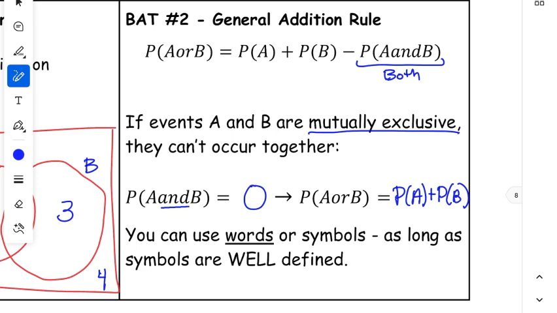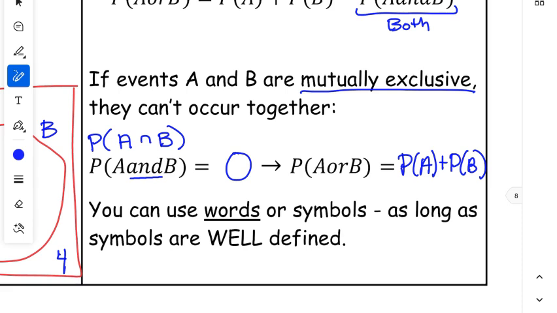Okay, we can use words or symbols as long as symbols are well defined. So probability of A and B is going to be an upside down U. Almost looks like an A, but without the extra line, or we can call it the rainbow. So that's a symbol for and. The or is union. It's a U. So I always think about union, marriage, everyone brings all their stuff into the new house. So it's a union. You got both.